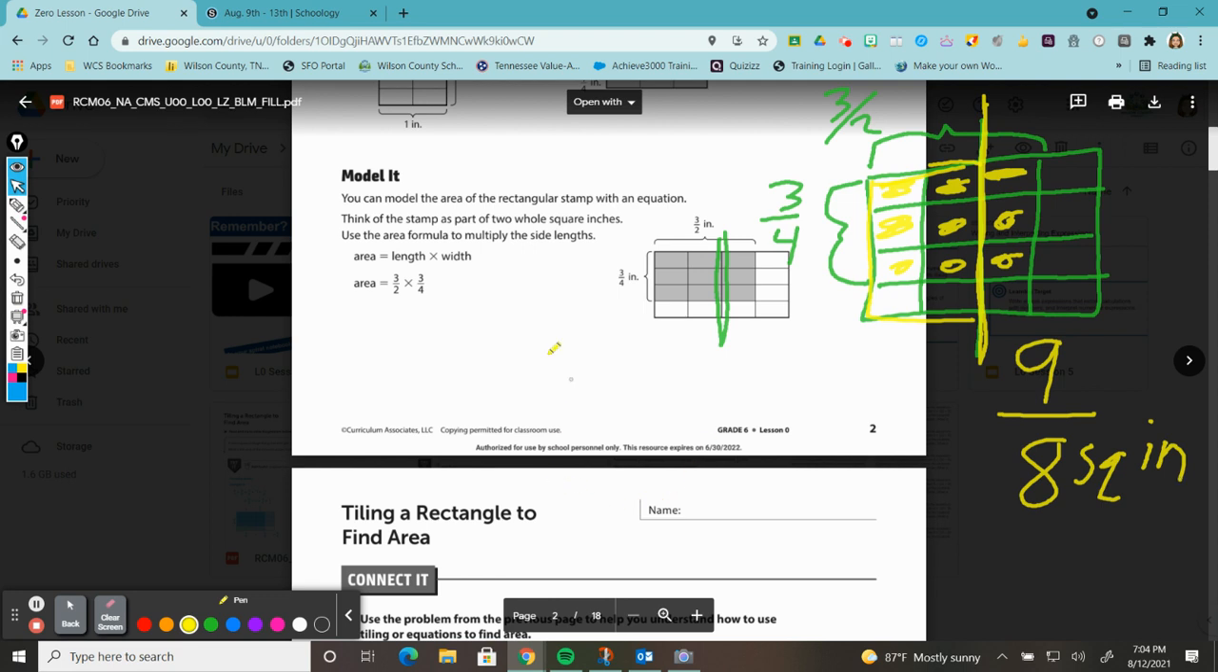So again, this model is still using that same area model. It's just done slightly different. And you may find that you like that version better than the area model version that you used last year, where you're overlapping the two colors.